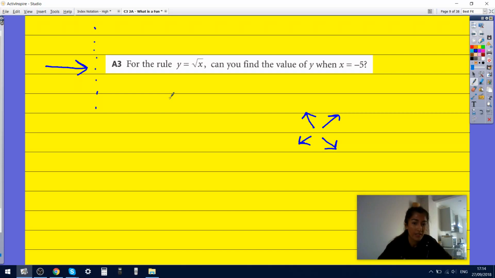Root 5. I mean, you can't do root -5. Correct. So, no. Oh, brilliant.